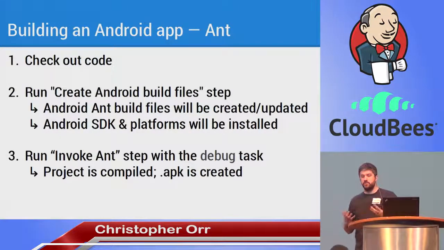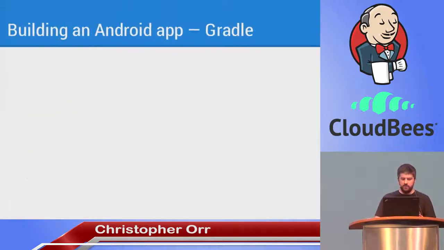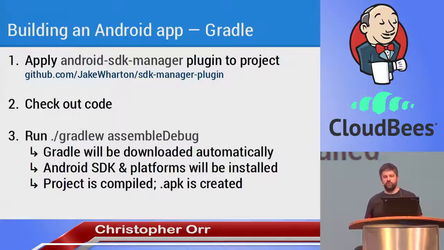Then, since it's an Ant build, of course, you can just use the built-in invoke Ant task, and it will compile your code. It will build an APK file, this Android app, and that's pretty much it. It's very similar for Gradle. As I mentioned, there's this really nice Gradle plugin called Android SDK Manager, which will automate a lot of this stuff for you without having to use these Jenkins build steps. Aside from that, it's pretty much the same. You run the Gradle wrapper, Gradle will be downloaded and installed as normal. The Android SDK will be installed, and again, we have a complete app.